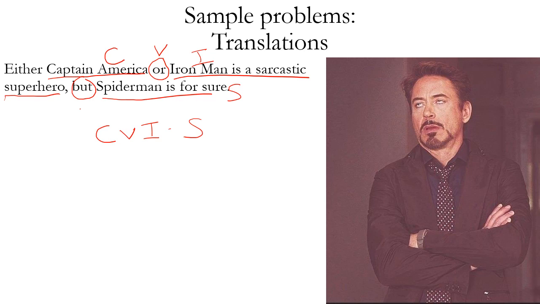In this case, the entire either-or comes before the but. That means that entire expression is the first conjunct. So we have to put it together in parentheses. C wedge I goes in parentheses. So parentheses, C wedge I, close parentheses, dot S is the correct translation in this case.